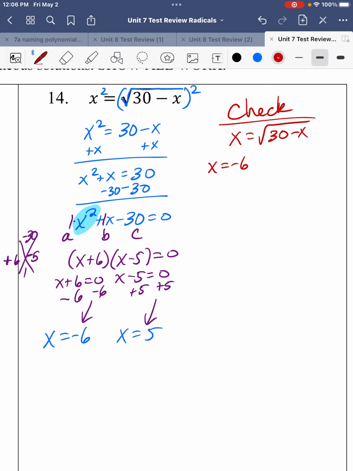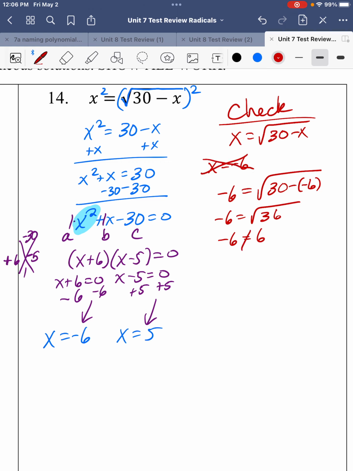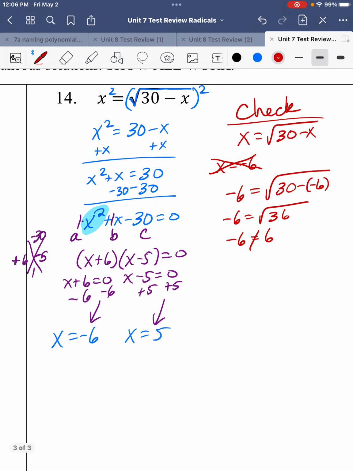So -6, substituting in the left side, I get -6 equals 30 minus, I'm going to put it in parentheses because I don't like minus and negative, I love parentheses. Minus a negative is a plus, so that's 30 plus 6 is 36, and square root of 36 is 6. Unfortunately, -6 does not equal 6. That means -6 is not a real solution. We call it extraneous.